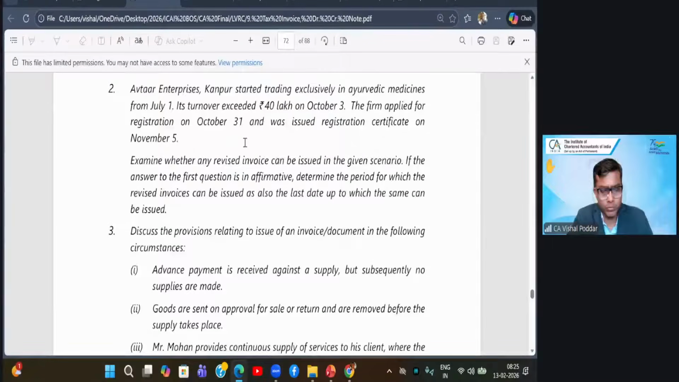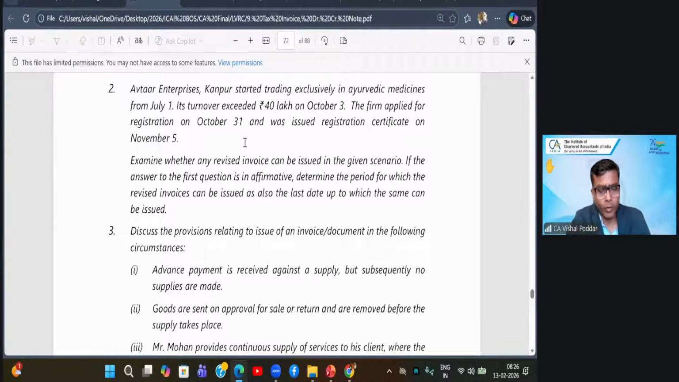Avatar Enterprises, Kanpur, started trading exclusively in Ayurvedic medicines from July 1st. Its turnover exceeds 40 lakhs on 3rd October. The firm applied for registration on 31st October and was issued a registration certificate on 5th November. Examine whether any revised invoice can be issued in the given scenario. If the answer to the first question is affirmative, determine the period for which the revised invoices can be issued, as also the last date to which the same can be issued.